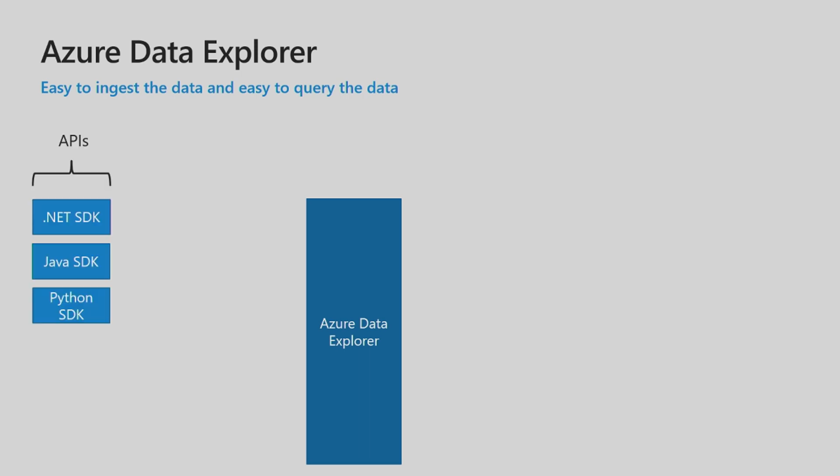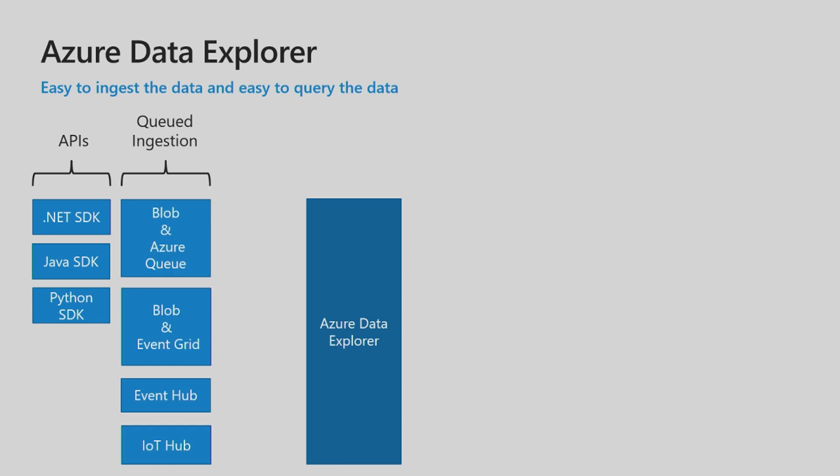We have many options. So we have .NET SDK, Java SDK, Python SDK to help you ingest data. We have deep integration with Blob, Event Hub, IoT Hub, Event Grid. So if your data is in Blob, you just need to queue up a message with the cluster, and the cluster is responsible for pulling in the data from Blob, doing the retry logic, handling the transient failures. All those things are handled by the system. You can also take advantage of Event Grid, where you can configure that as soon as the data lands into Blob, Azure Data Explorer will be notified, and then we'll ingest that into the system.